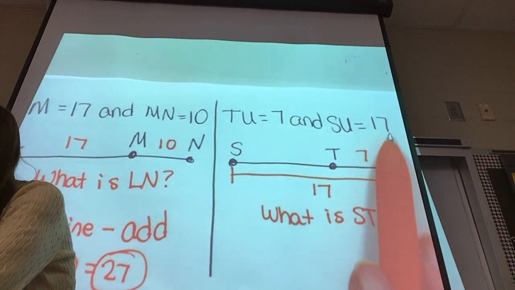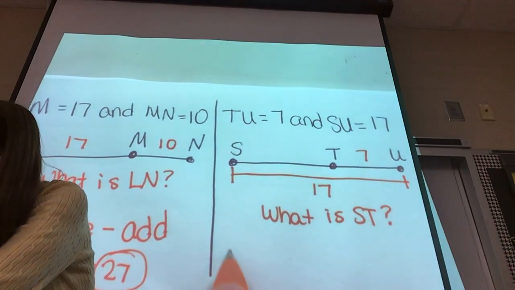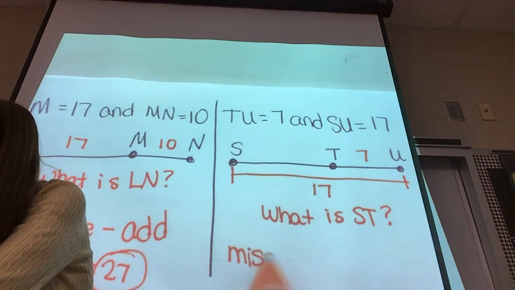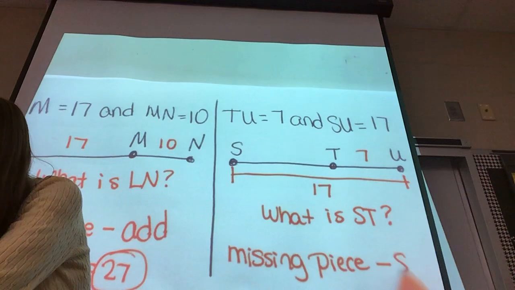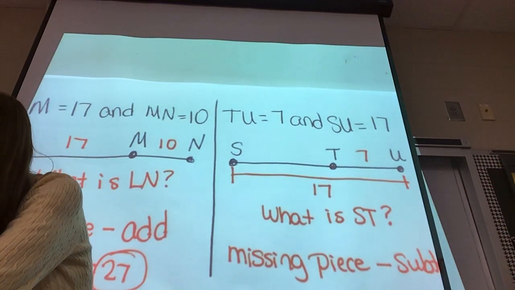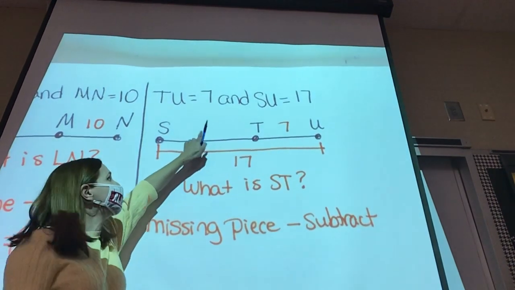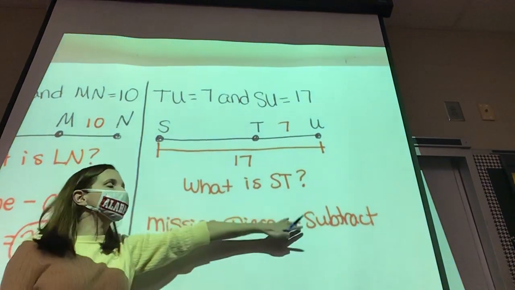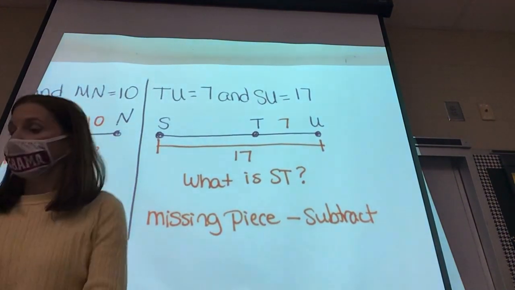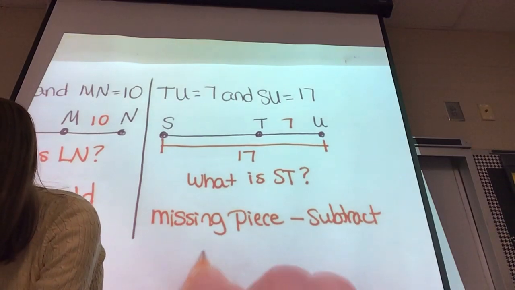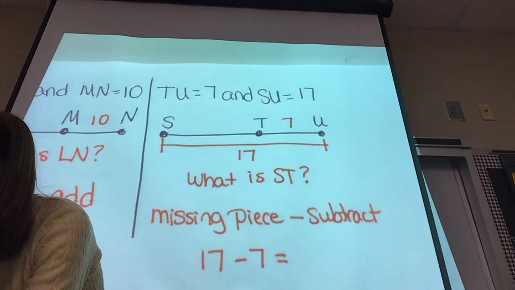That's a 17. So you want to subtract 17. Yes, so now you're going to subtract. So if you're looking for a missing piece, you're going to subtract. If you're looking for a missing piece of your line, like I am right here, I'm going to subtract. So all I've got to do is subtract my two numbers. So all I have to do is 17 minus 7, and my missing piece is 10.